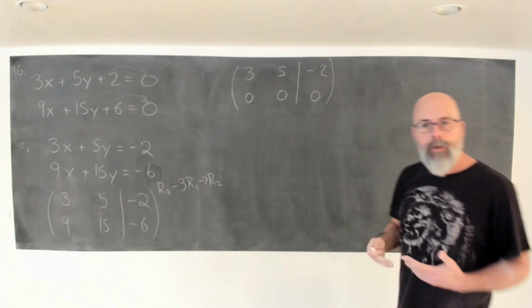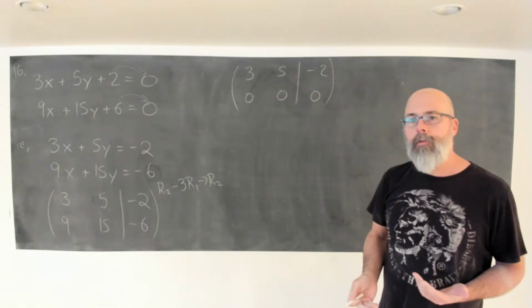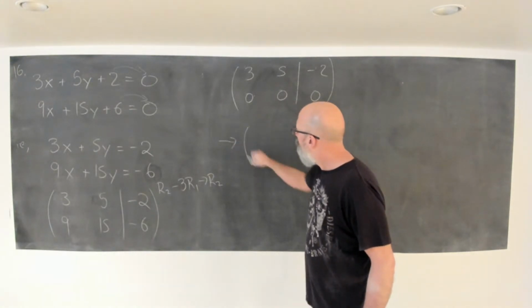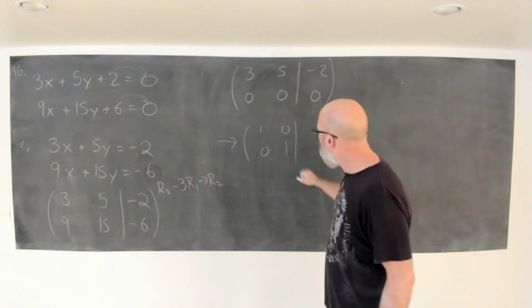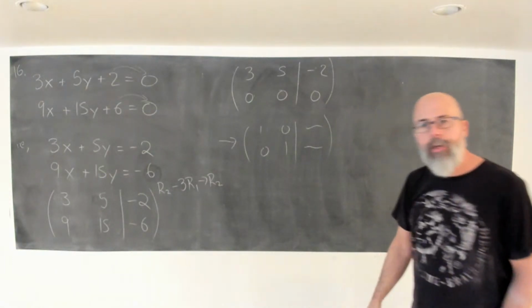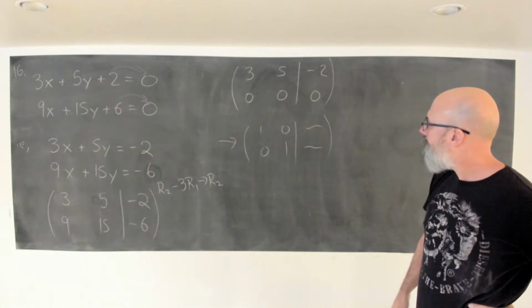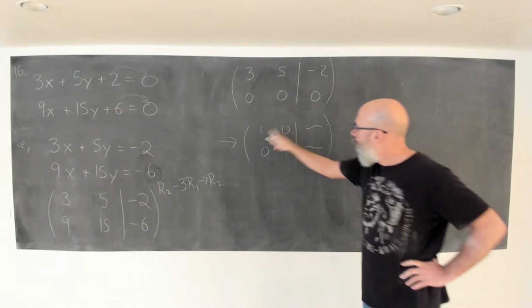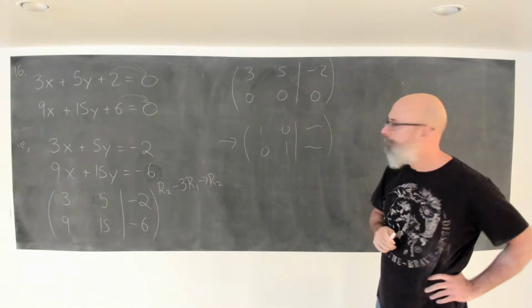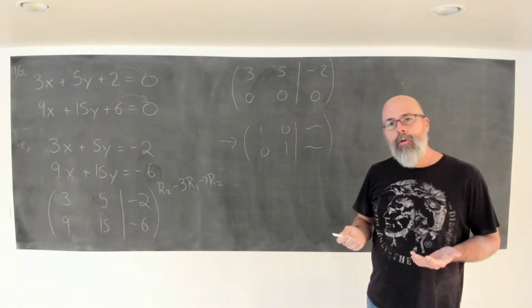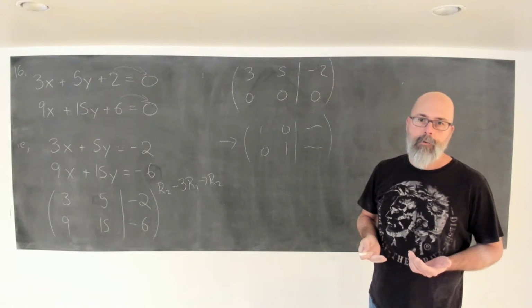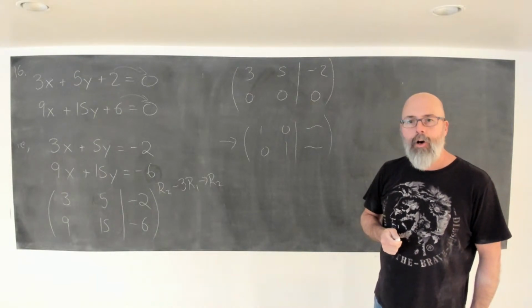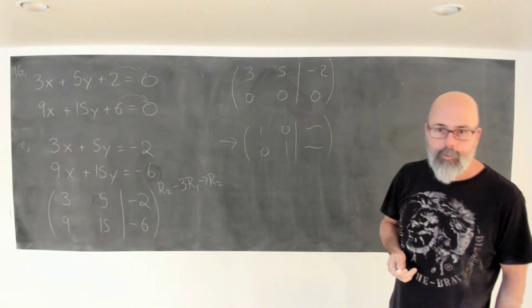So where are we going with this? Well, no matter what you do now, I think it should be pretty clear that this is never going to reduce to something that looks like this. Right? So you'll never be able to bring this matrix into the 1, 0, 0, 1 scenario, which now opens up a whole new can of worms. If 1, 0, 0, 1 is not the ultimate goal, what is the ultimate goal?